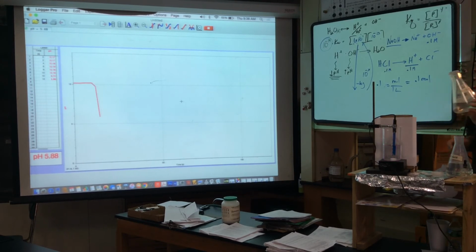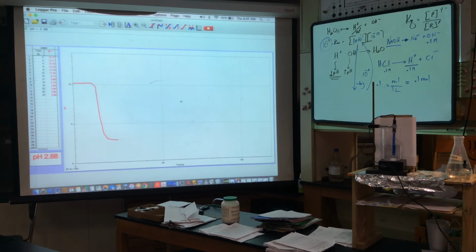Oh, okay. Whoa. Well, I'll tell you, that's a cliff. I felt like, so this must not be 0.1, this must be much stronger. I added a lot less, didn't I? Okay, not sure what I grabbed there. Okay, notice there's an exponential change right there. That's a perfect, what we call, titration curve.